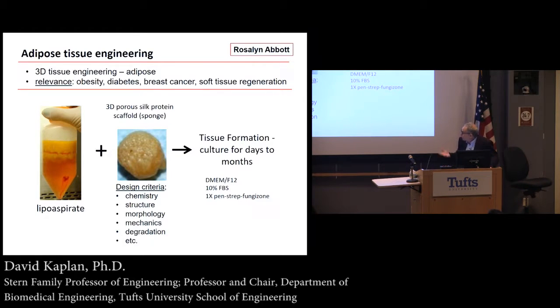The chemistry, structural morphology, the biomechanics, the degradation profiles, all those things matter if you're going to get optimal tissue outcomes. And I'm sparing you all those details for each tissue type today, so I'm sure you'll be happy with that. But then we take that and we go ahead and cultivate and look at what we get.